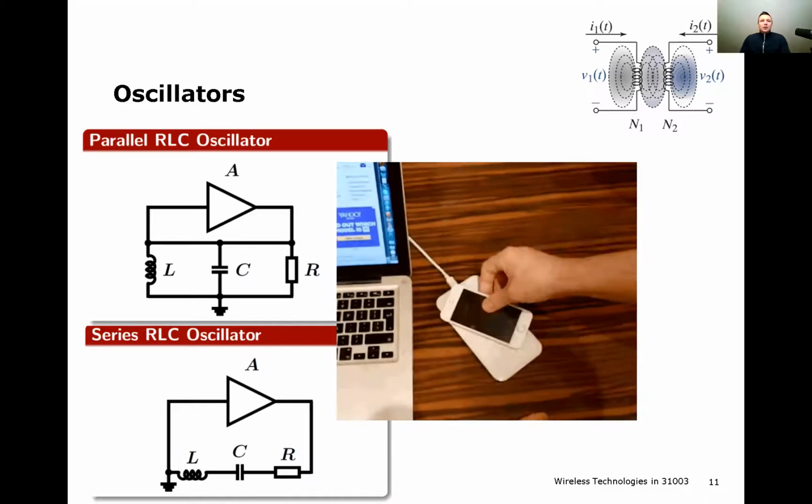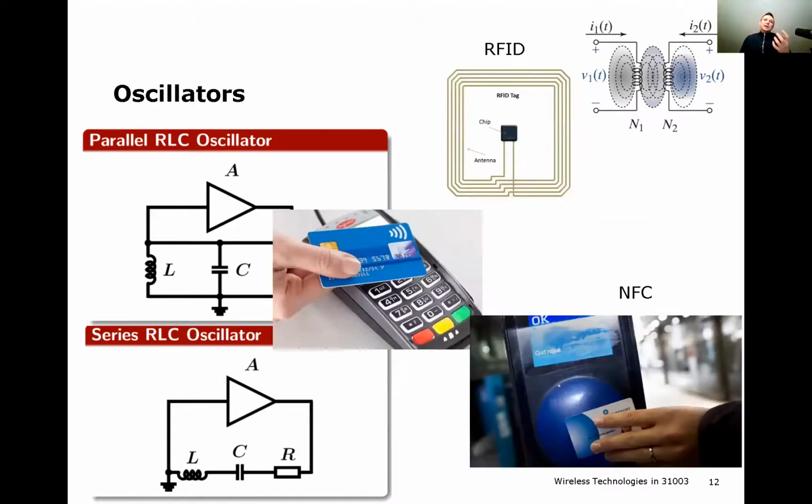The same technology is used in radio frequency identification. You use two coupled inductors every time you pay for something with your credit card, or you pay for travel using a travel card, using the near field communication system.